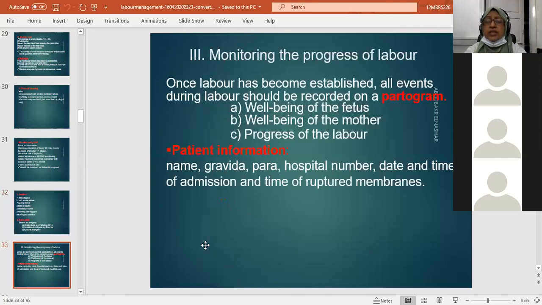Now, this is very important: the monitoring of the progress of labor. Once labor has been established, all the events of labor should be monitored on the partogram. The partogram is the graphical record of the mother and the fetus on paper during labor. Partogram shows us the well-being of the fetus, the well-being of the mother, and the progress of the labor.